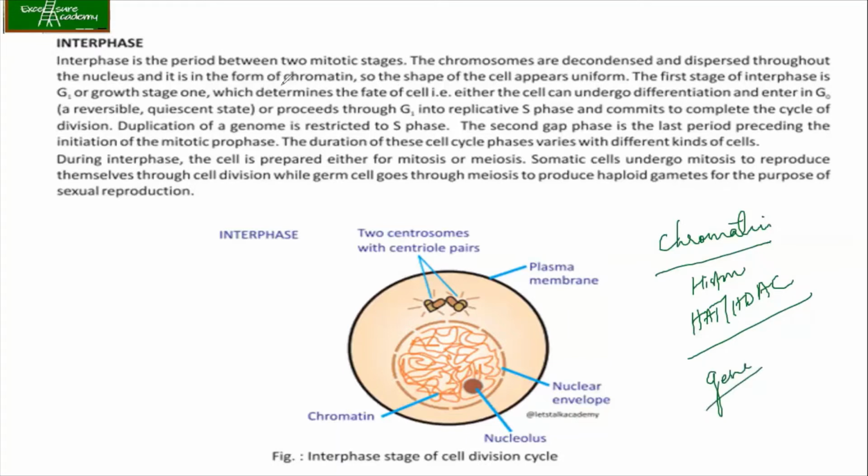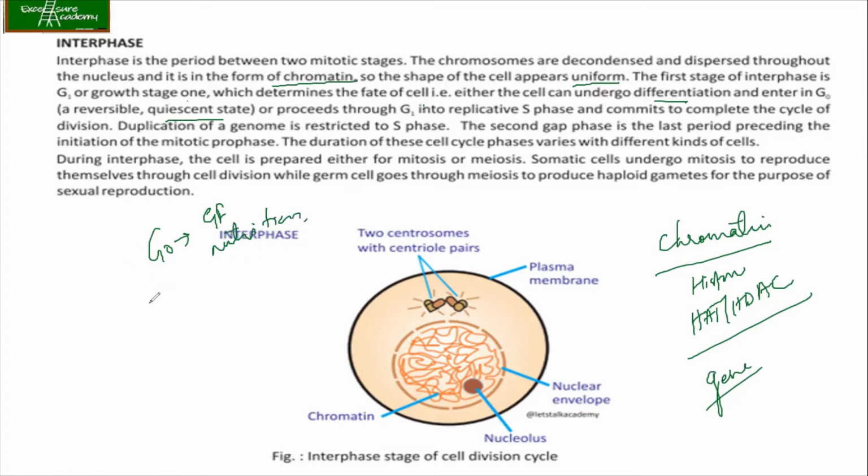So you can discuss it like that. Mainly in the interphase, it is in the form of chromatin, so the shape of the cell appears uniform. The first stage of interphase is G1, or growth stage 1, which determines the fate of the cell. That is, either it will go for differentiation or it will enter G0. We talked about the G0 stage, which is also known as the quiescent state, and it is reversible. When a cell does not have proper growth factor or nutrition available, in that case the cell enters G0.